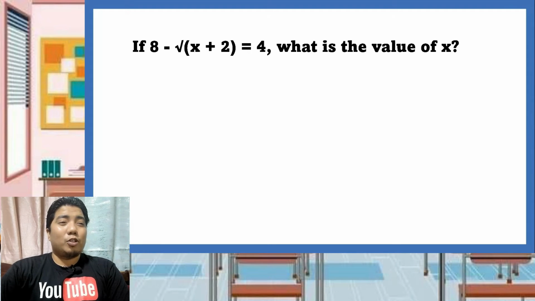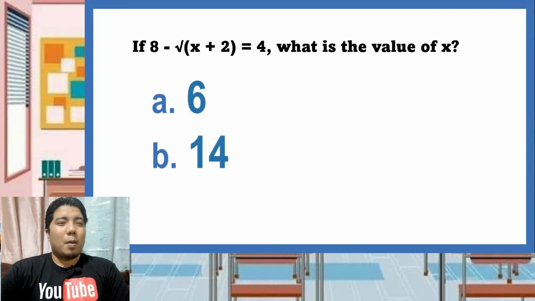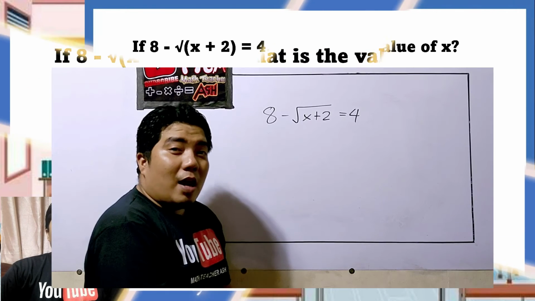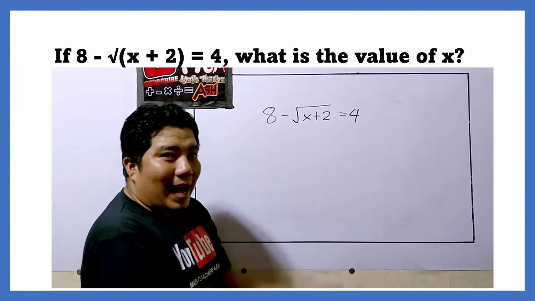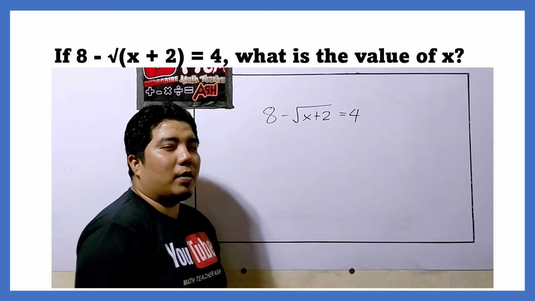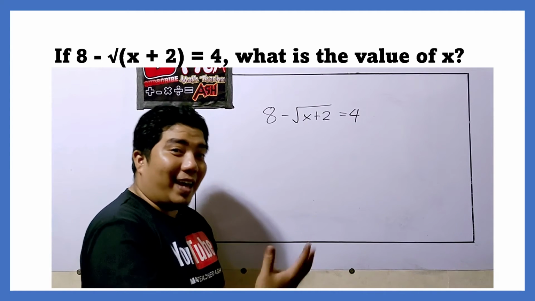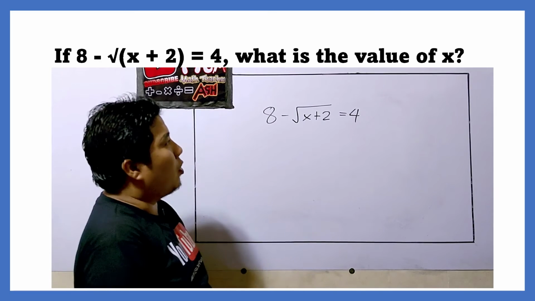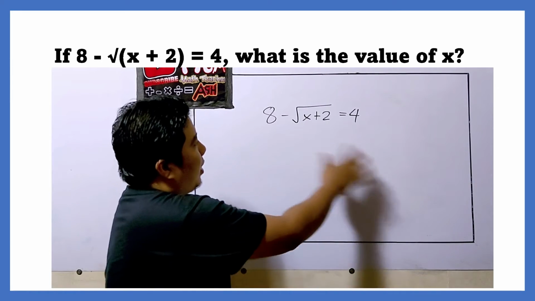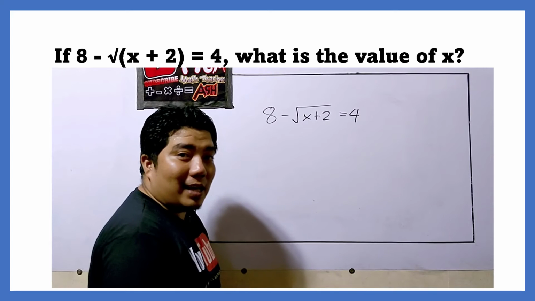If 8 minus the square root of x plus 2 is equal to 4, what is the value of x? Is it A, 6, B, 14, C, 48, or D, 2? And now for this problem, my dear math learners, we are asked for the value of x. Remember, the main rule of solving for the value of x is to isolate x on one side of the equation. As we can see here, x is inside a radical sign.